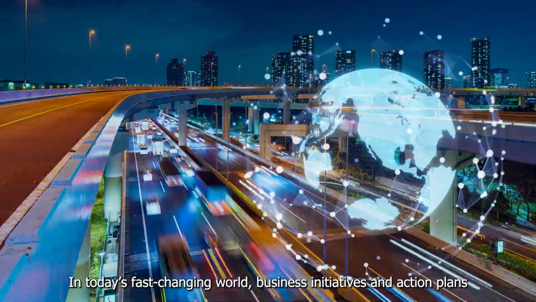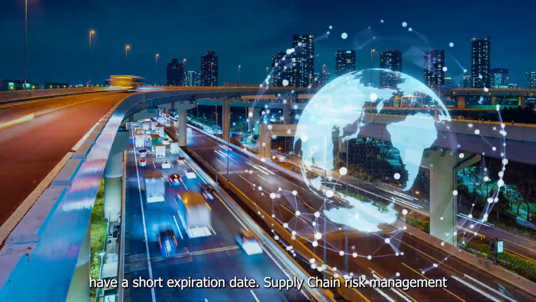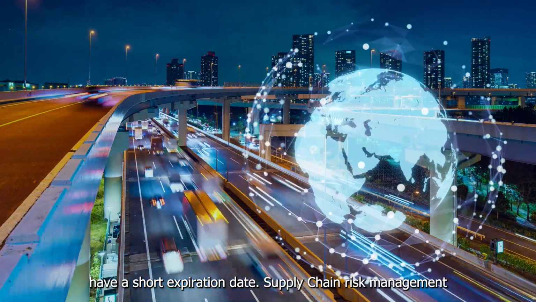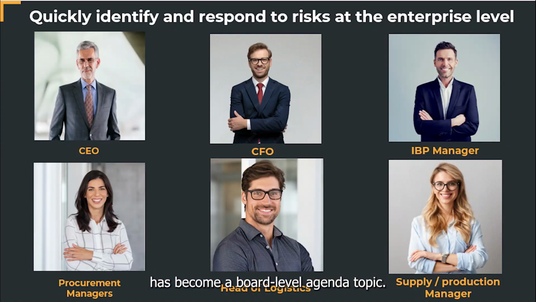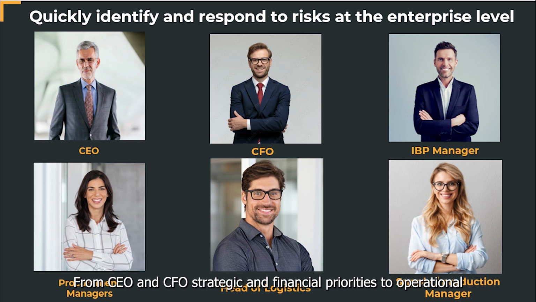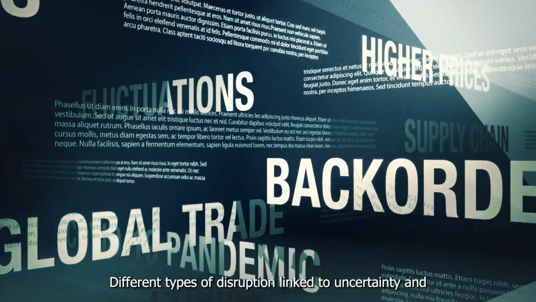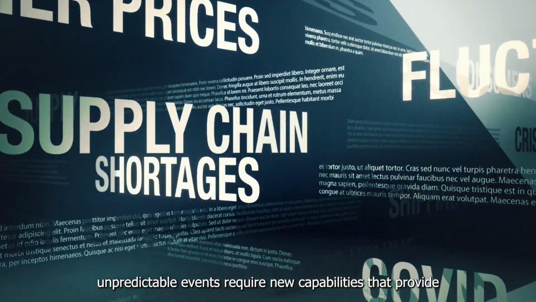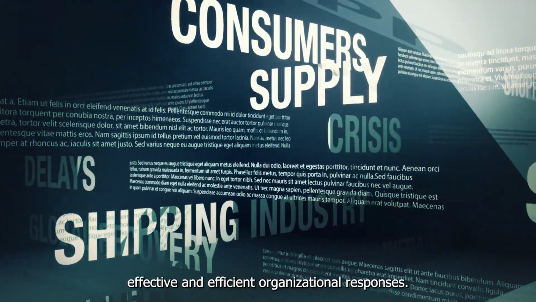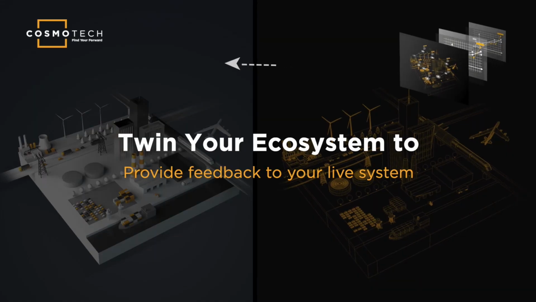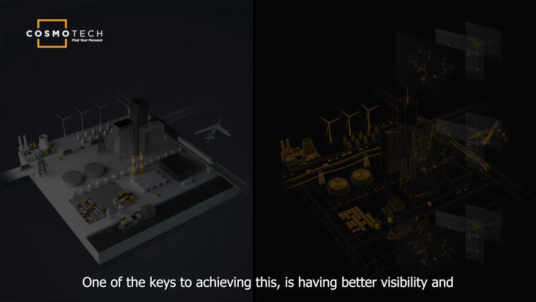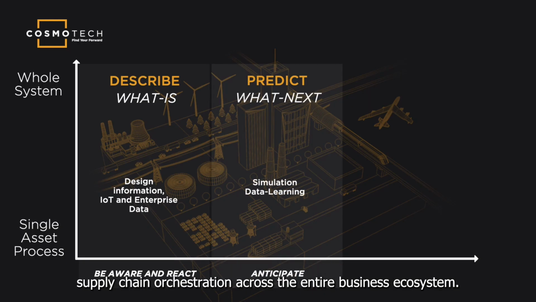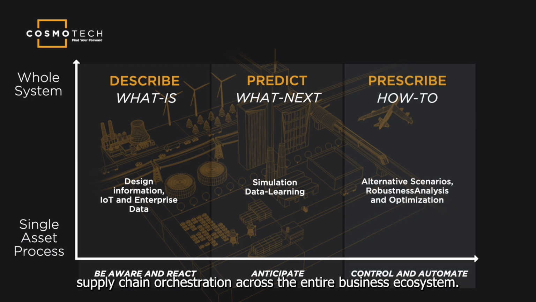In today's fast-changing world, business initiatives and action plans have a short expiration date. Supply chain risk management has become a board-level agenda topic. From CEO and CFO strategic and financial priorities to operational managers, businesses are looking to enable supply chain resiliency both in the short term, mid-term, and long term. Different types of disruption linked to uncertainty and unpredictable events require new capabilities that provide effective and efficient organizational responses. One of the keys to achieving this is having better visibility in supply chain orchestration across the entire business ecosystem.